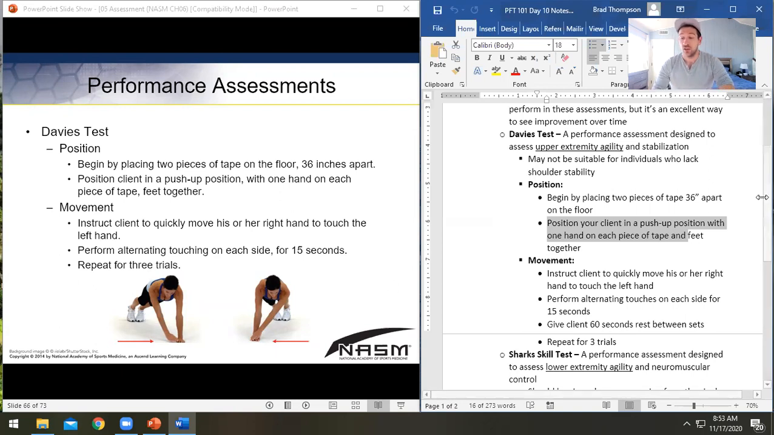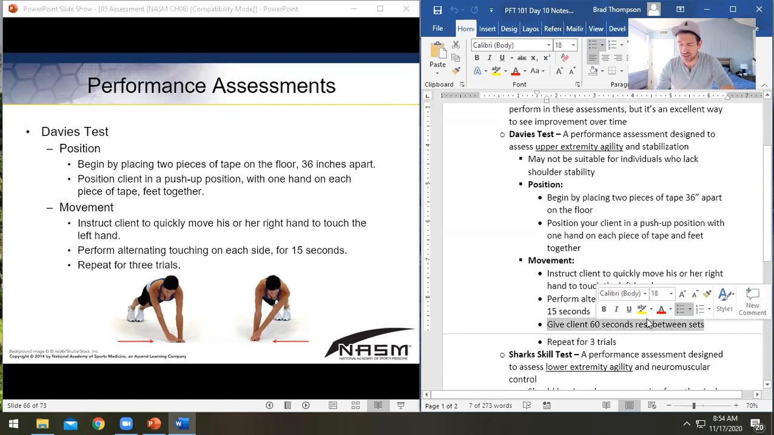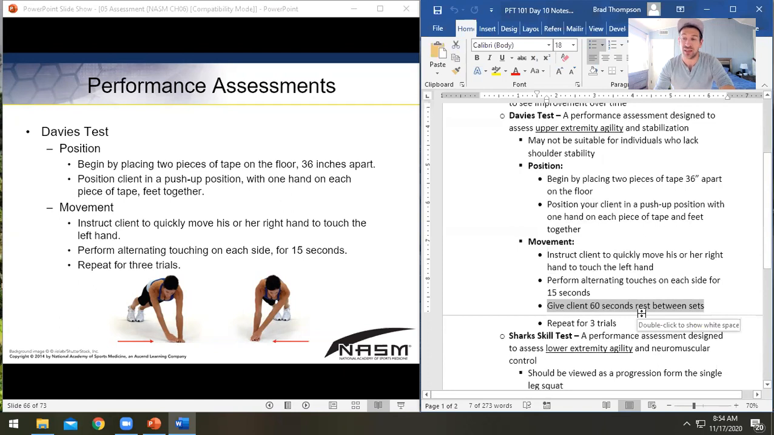So feet together, hands 36 inches apart. Then you're going to instruct your client to move his or her right hand to touch their left hand. They're going to perform alternating touches on each side for 15 seconds. Then you're going to give them 60 seconds rest in between each set, and you're going to do 3 trials. And you're just going to record all of those.